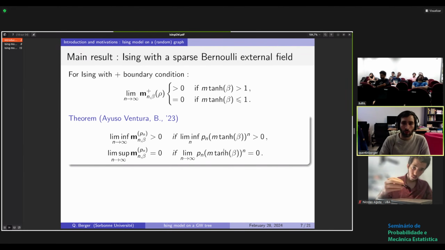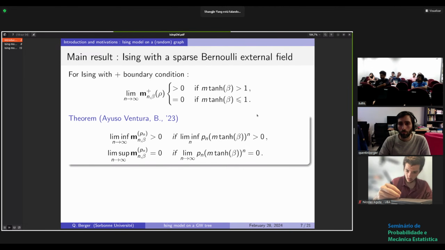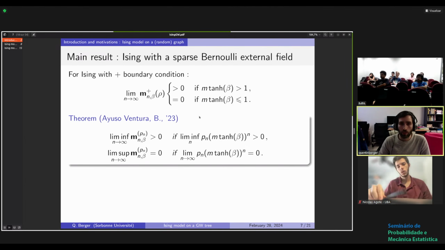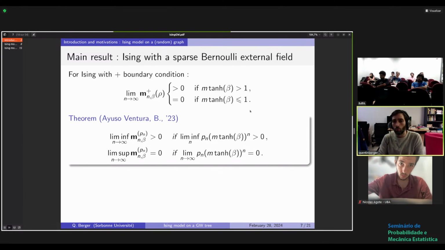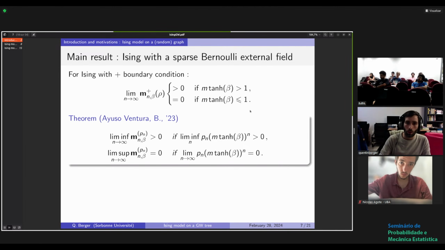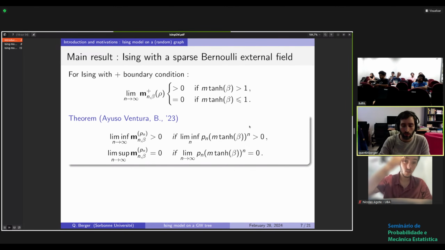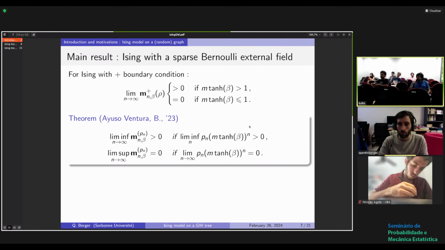Hey, Quentin, sorry. Is it possible to use your result to imply the result by Lyons? Yeah, actually it's the same method. Actually, it's a more recent method by Pimentel and Paris, but I'll come back to that. I'll explain the method to you, and you'll see how things work. Okay, thank you. So this is the result I want to tell you about, and a bit about the techniques of the proof.